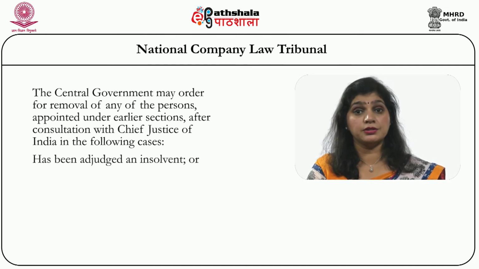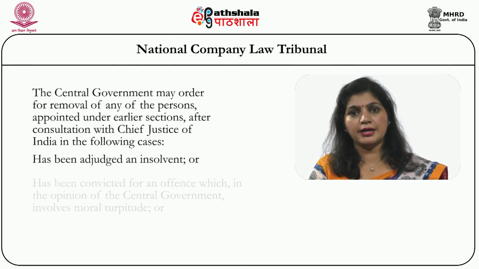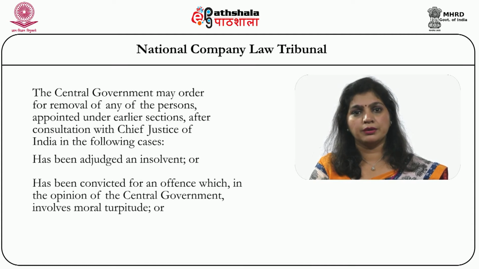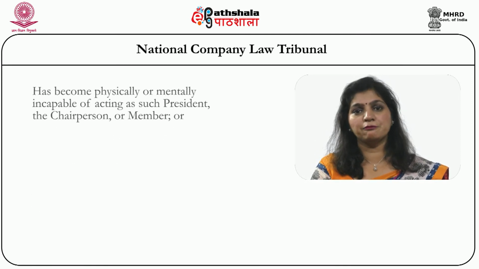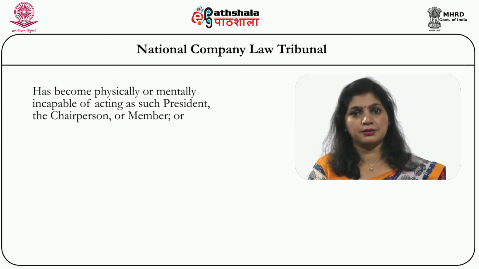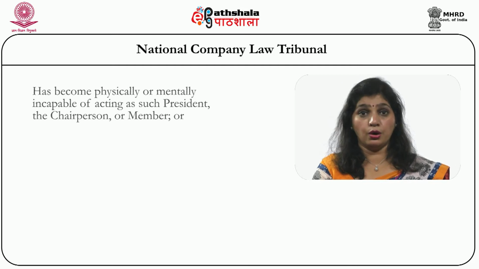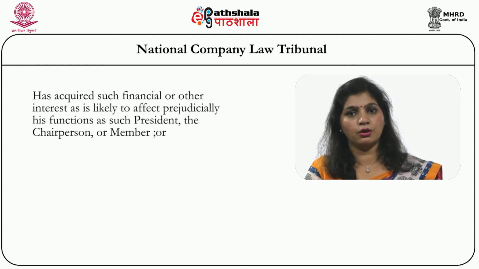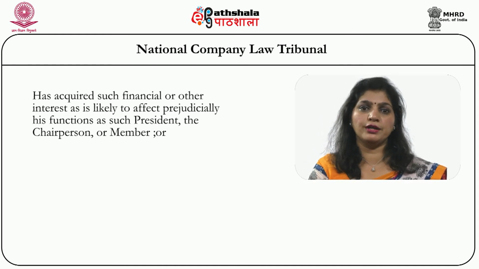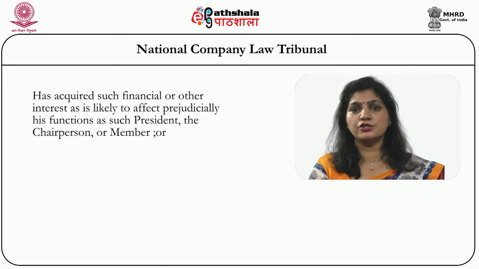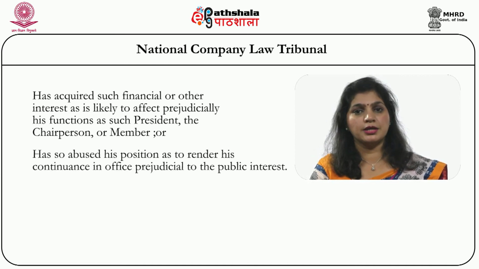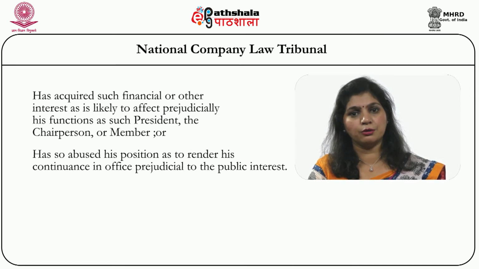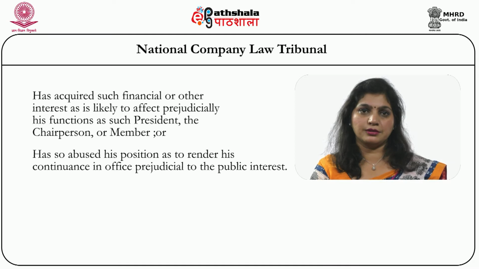If he has been adjudged as an insolvent or has been convicted for an offence which, in the opinion of the central government, involves moral turpitude, or has become physically or mentally incapable of acting, in such cases the President, the Chairperson or the member, or has acquired such financial or other interest as is likely to affect prejudicially his functions as such President, the Chairperson or the member, or has so abused his position as to render his continuance in office prejudicial to the public interest.